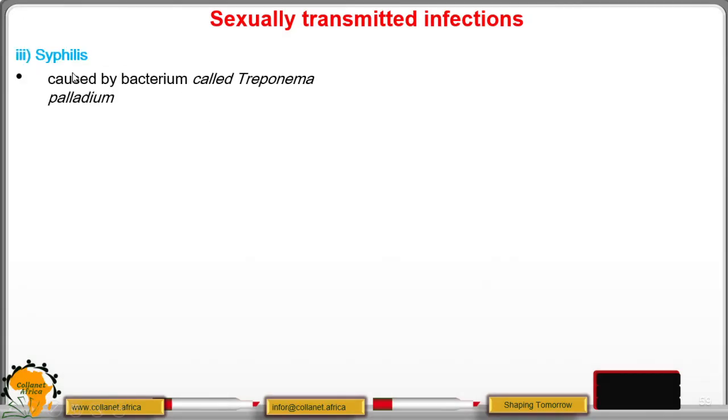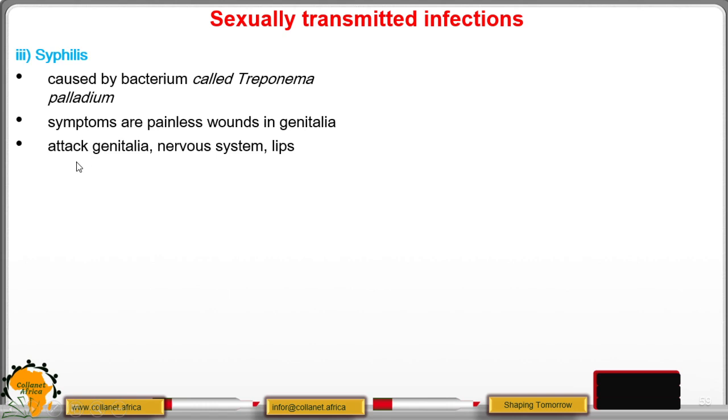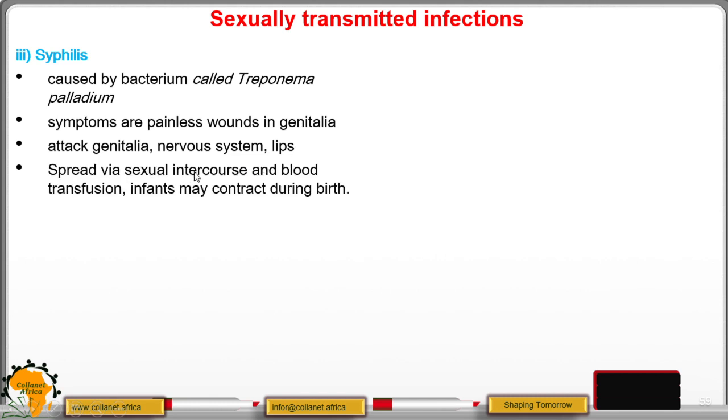The other one is syphilis, and it is also caused by a bacterium called Treponema pallidum. Look at the spelling carefully. This one has the symptoms of painless wounds in the genitalia, either the vagina or around the penis. Then it attacks the genitalia, the nervous system, and there will be some wounds on the lips. Spread through sexual intercourse, blood transfusion, and the babies or infants may contract during birth if not well handled.